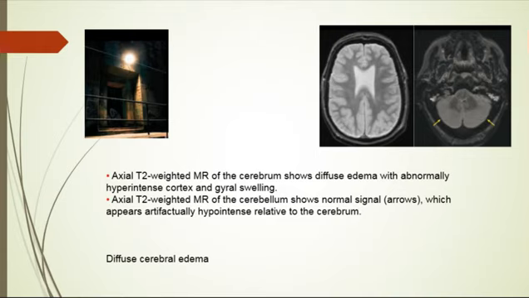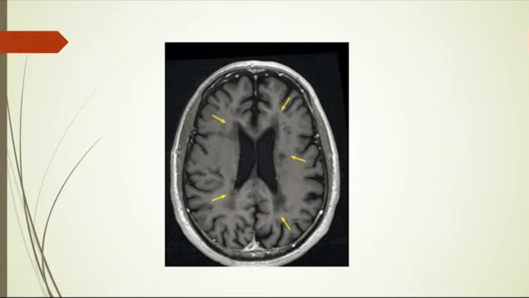Now, what do you think is going on? This is a T1. We are just looking for the sign, not for the disease. These are periventricular hypo-intense signals. What's the sign? No, this is not the central dot sign. This is called black holes, ثقوب سوداء.